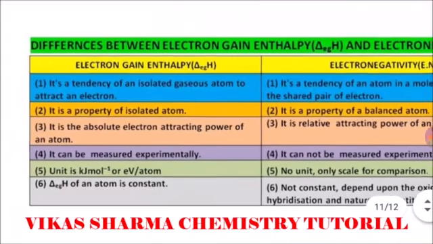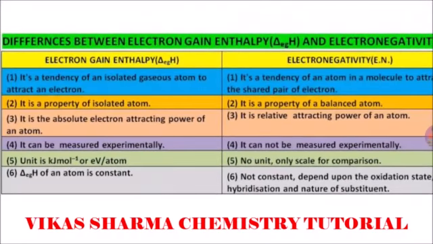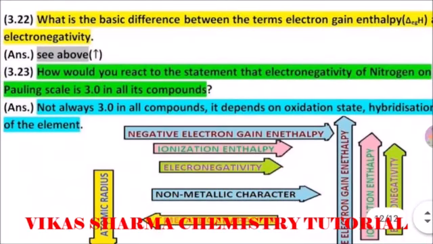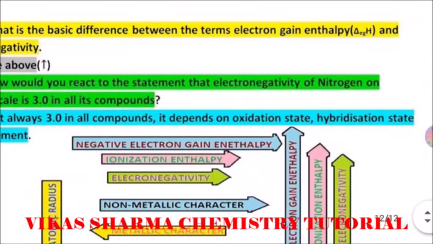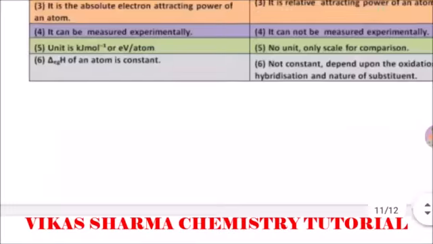Electronegativity is variable, but electron gain enthalpy is definite. So students, these are the differences between electronegativity and electron gain enthalpy. Never be confused. These are two different features. Electronegativity is in a bonded condition, electron gain enthalpy is in an individual atom condition. So there are some questions based on this. What is the basic difference between the terms electron gain enthalpy and electronegativity? We can discuss in this segment.